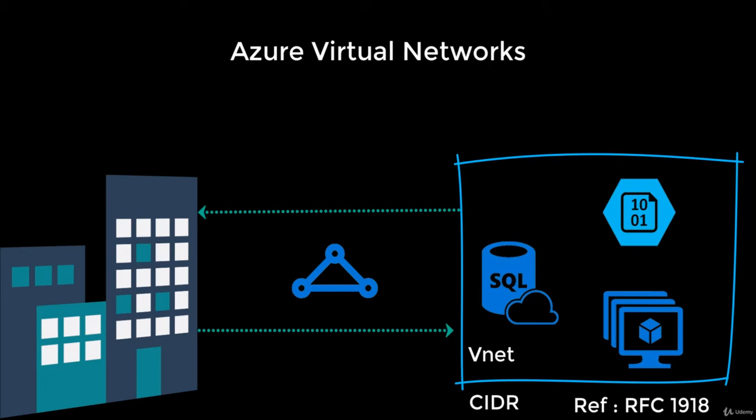So Azure Virtual Networks, called VNets, is nothing but a representation of your own network in the cloud. This is created to make sure that you can host your resources privately in an isolated Azure cloud network.